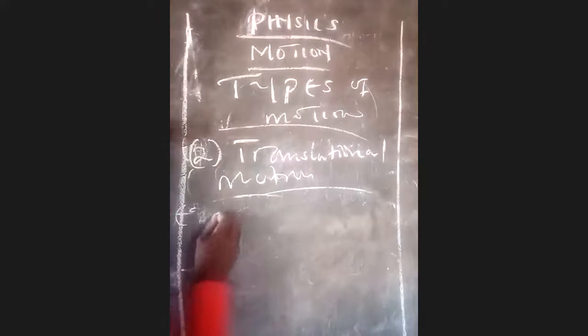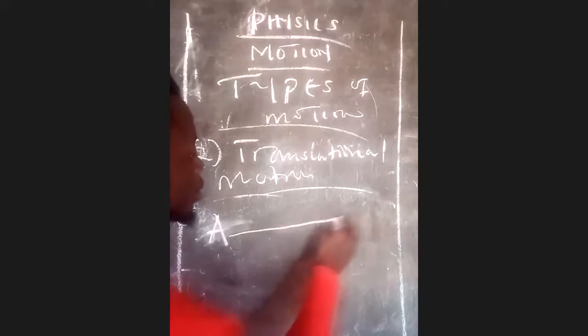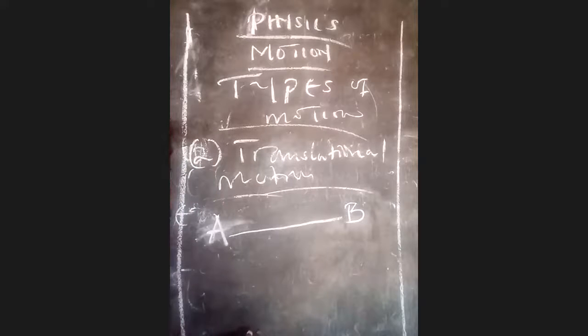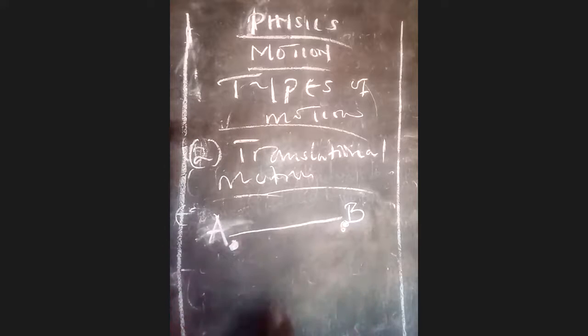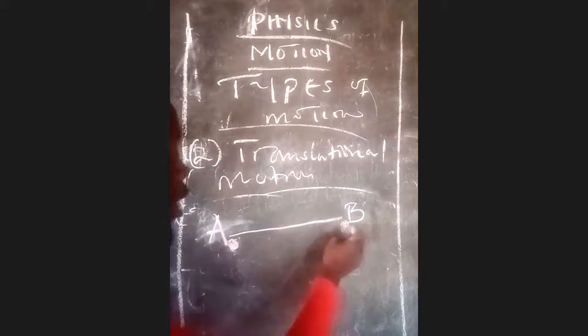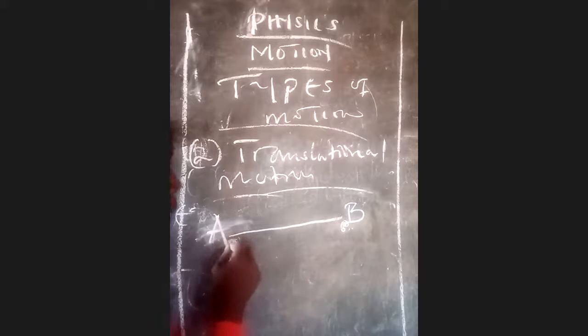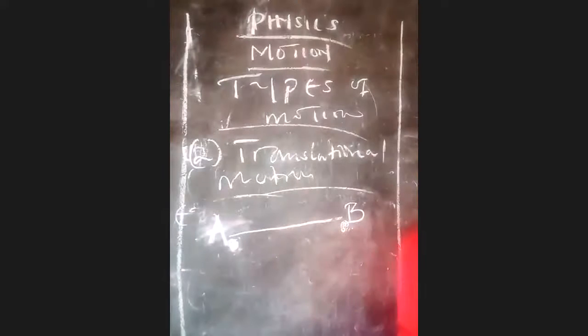What am I talking about? Let me say that this is a body A, and the body moves from here to this point, which we refer to as B. The body moves from point A to point B, so the body is said to be translated from point A to point B. This type of motion is what we refer to as translational motion, a type of motion that occurs in a fixed direction. I hope you understand. So that is translational motion. Let's talk about examples of translational motion.